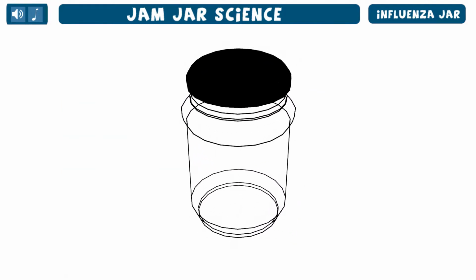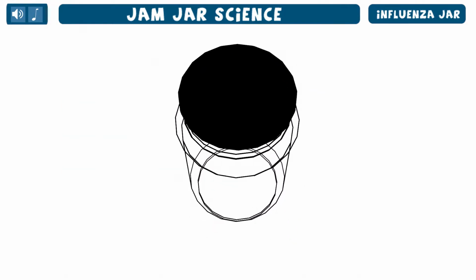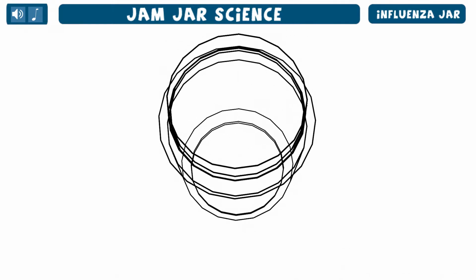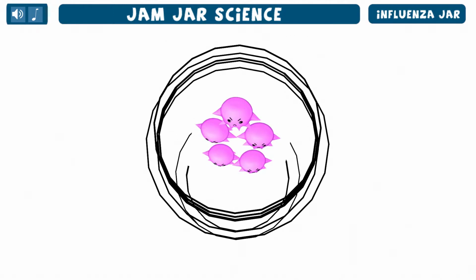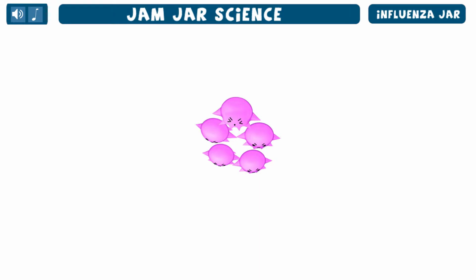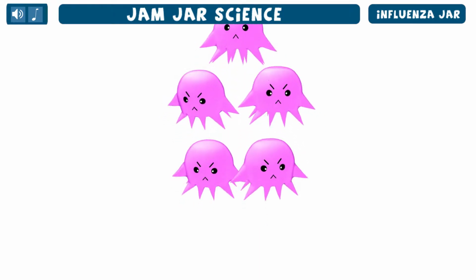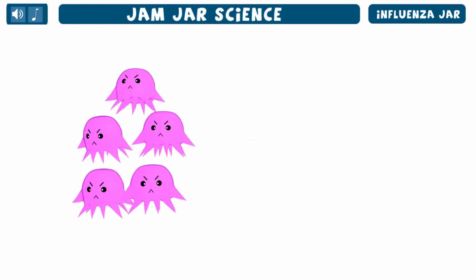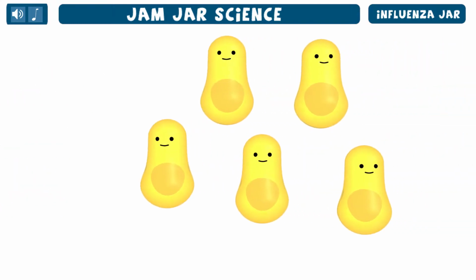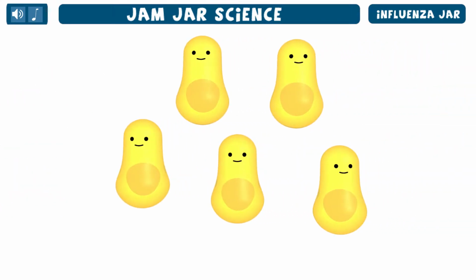Influenza, or flu as it's more commonly known, is a serious virus that can make people very ill. Flu is transmitted through the air and in bodily fluids. It affects the body cells in our respiratory system.